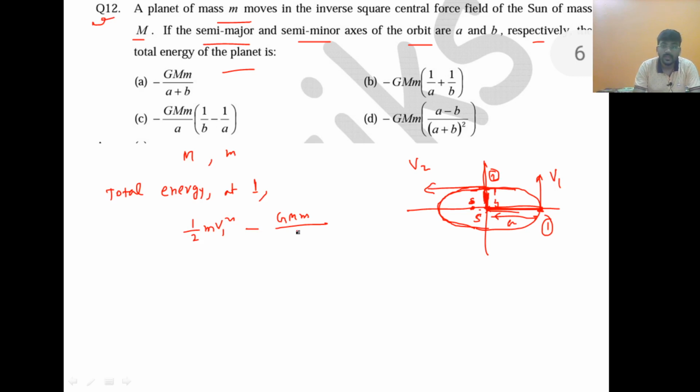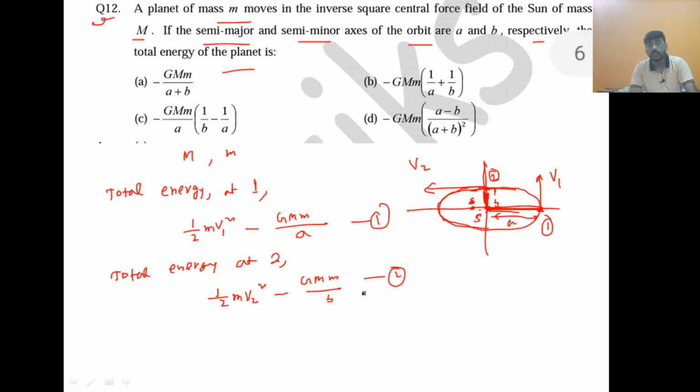So it will be G capital M small m divided by A for position 1, and when it is at position 2, the total energy will be half m v2 square minus G capital M small m divided by B. This will be equation 2. These two energies are equal, but V1 and V2 are not given, so we have to find V1 and V2 in terms of A, B, capital M, small m, etc.